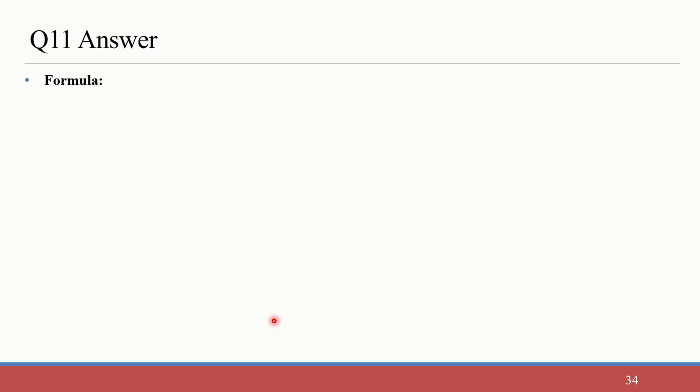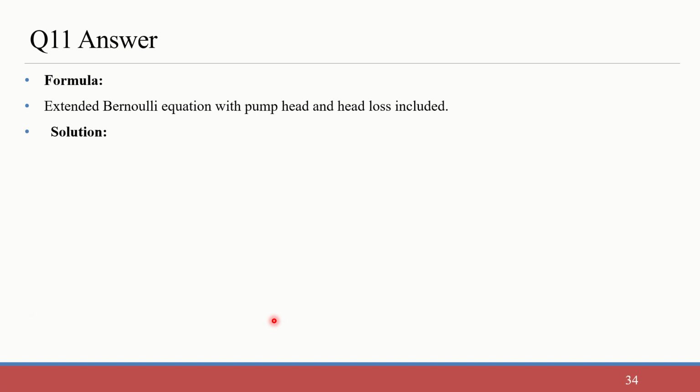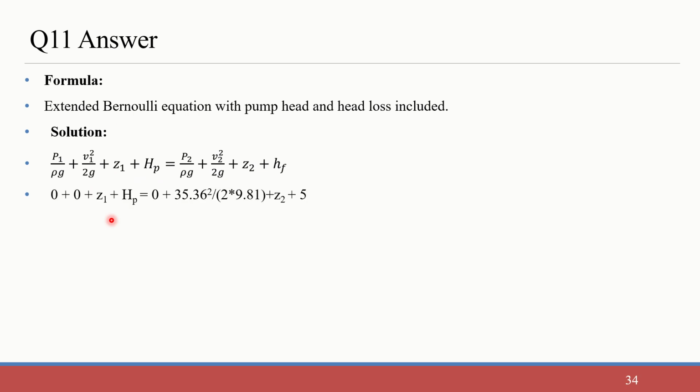So now we can use the Bernoulli equation with pump head and head loss. P1 by rho g plus V1 square by 2g plus Z1 plus HP equal to P2 by rho g plus V2 square by 2g plus Z2 plus HF. Now we are substituting everything we know back into the equation, and we will be getting the HP answer. So HP we got as 76.73 meters, that is the pump head.